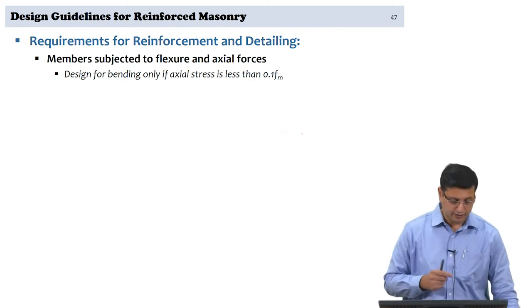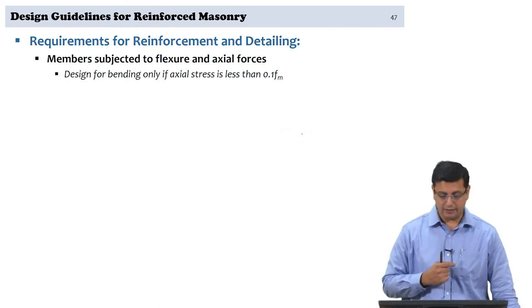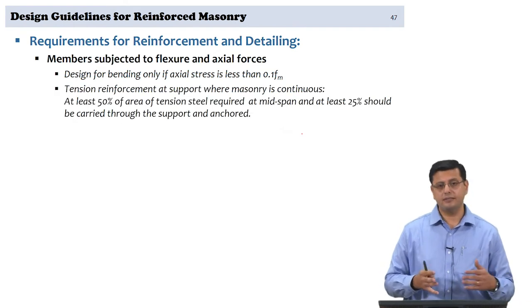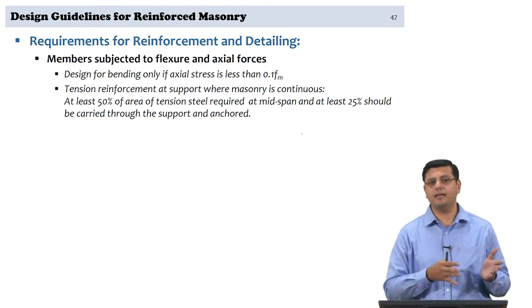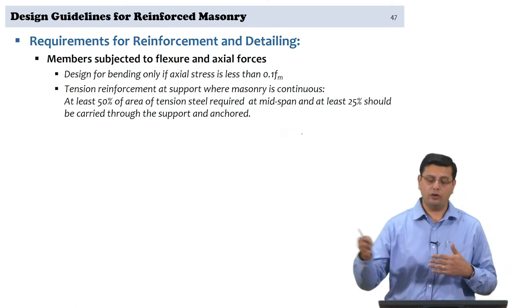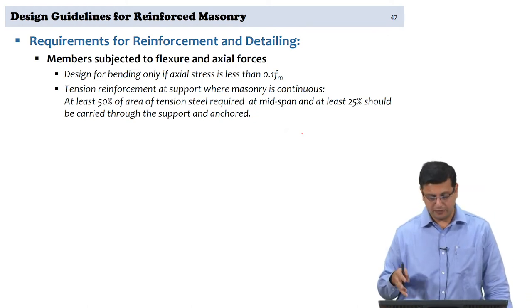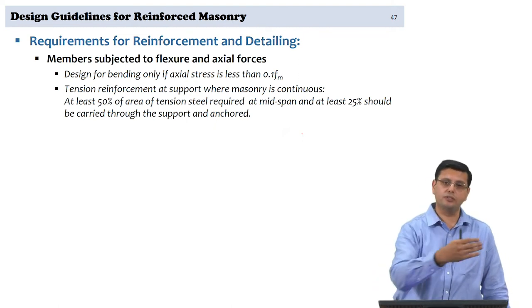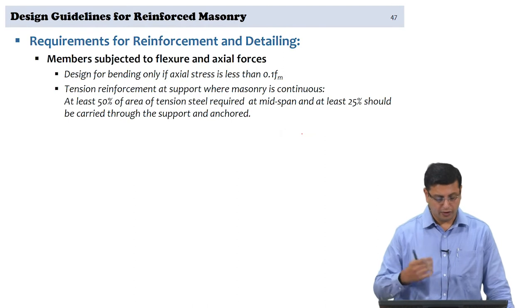So, you are looking at a design for bending only if the axial stress level is less than 10% of the compressive strength of the material, masonry. And whenever there is continuity of the wall, at the continuous ends where you have tension reinforcement at the supports, there is a requirement for continuing the tension reinforcement across the support. So, at least 50% of the tension steel that is required at the mid span, and at least 25% of that should be carried through the support and anchored effectively into either the return walls or the slabs, whatever be the boundary.